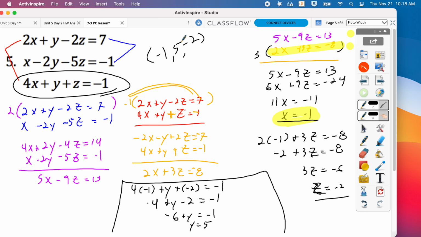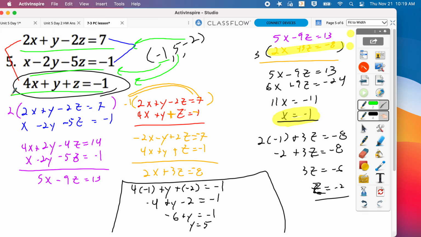And I get a y value of 5. Every one of these problems, the only option we have to check to make sure we're right is by putting x into all three, y into all three, and z into all three, and make sure that they equal each other. Take that time, check your answers.